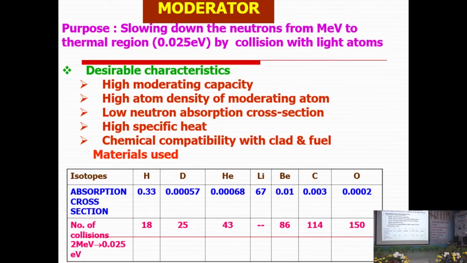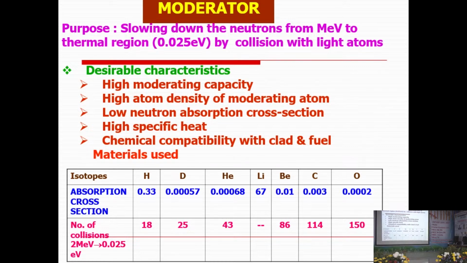You have to see the thermalization, how many collisions are required from 2 MeV to around 0.025 eV thermal energy range. In the case of hydrogen, you require only 18 collisions and you see the cross section of 0.33. During this process, some of the neutrons will be captured.